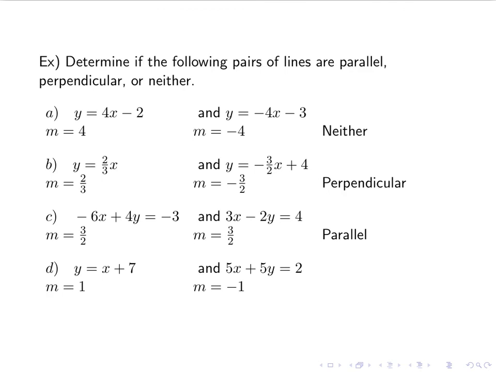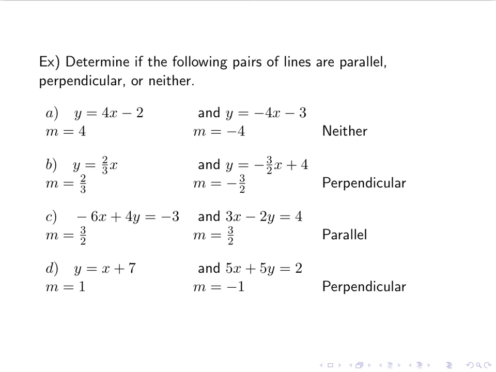So again we ask ourselves, are 1 and negative 1 equal? No. Are they negative reciprocals of each other? Yes. Remember that 1 is its own reciprocal. 1 is 1/1, and if I flip it, I still get 1/1. So 1 and negative 1 are the only numbers that are their own reciprocals. So in this case, the two lines are perpendicular.